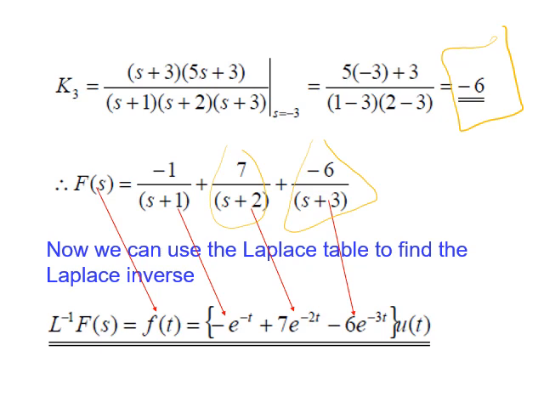Now, if you compare these quantities with what is given in the table earlier, you will find that the function is equal to minus 1, the constant is minus 1 here, exponential of minus t, plus 7, the constant is 7, exponential of minus 2t, minus 6 will be taken as it is, it's a constant, exponential of minus 3t, and that's it. This is all times u of t. So that's how we find the Laplace inverse of that kind of function, which we call real and distinct.